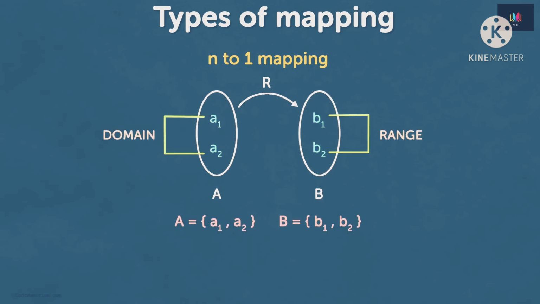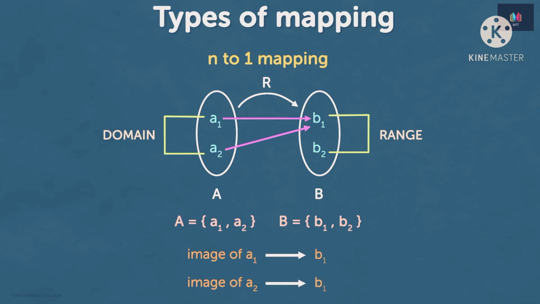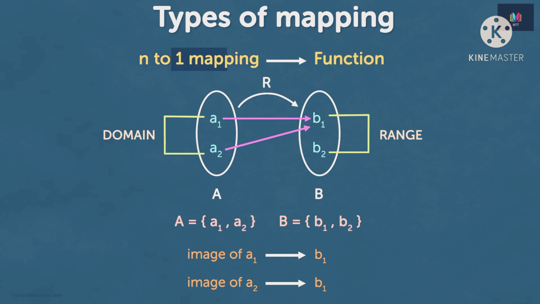Here's the arrow diagram for many-to-one mapping. Notice that A1 and A2 both have the same image B1. Can you tell me if the relation will be a function in this case? If the mapping is many-to-one, then the relation is a function. This is because every element in set A has one and only one image in set B. Doesn't matter even if it's the same image. The relation will be a function in this case.